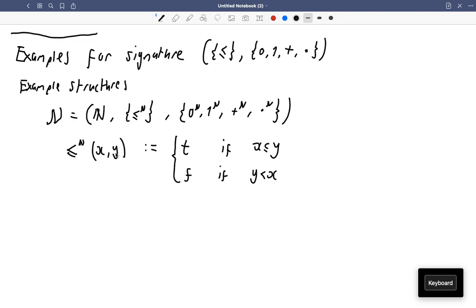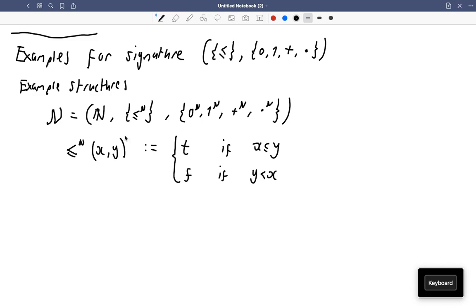These x and y are natural numbers. And the result of the function is either true if the natural number x is less than or equal to y. So here we are using the standard less than equals relation on the natural numbers. And it's false if the natural number y is less than x. So these are the standard order relations on the natural numbers. Of course, in the end, we're defining it in such a way that this is also the standard order relation on the natural numbers. But that's our choice. We're choosing to interpret it in this structure.